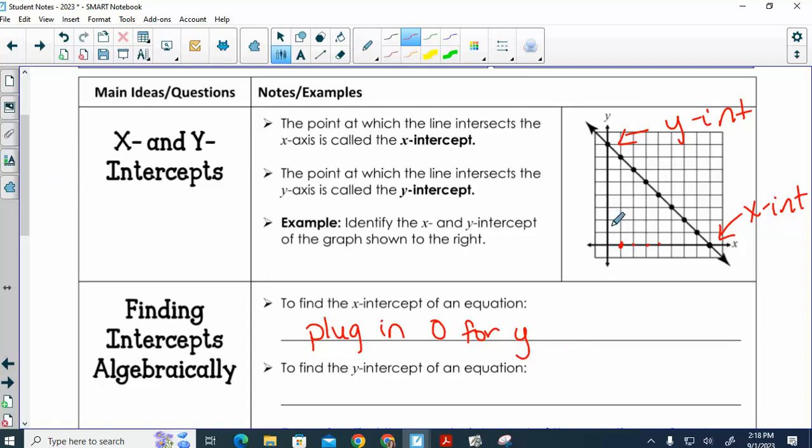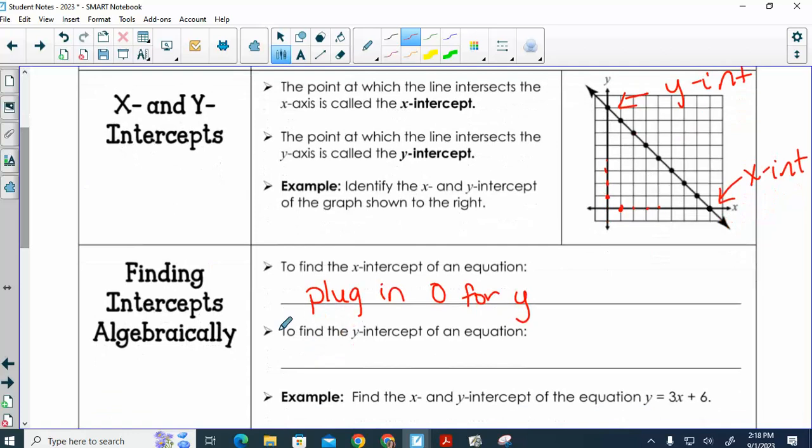So to find a y-intercept, so this would be the point, we're not moving left or right at all, so my x is 0 and my y is 1. So this is 0, 1, 0, 2, 0, 3, 0, 4. So to find the y-intercept, what do we do? So to find an intercept, you make the opposite variable 0. And then we're going to solve what's left.